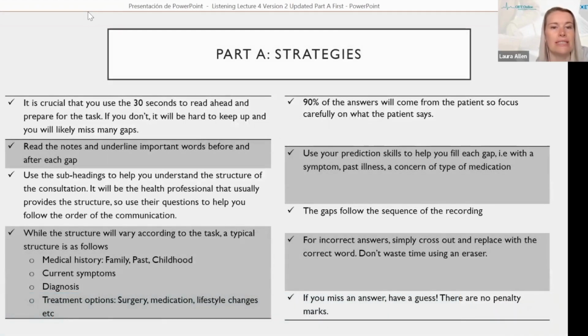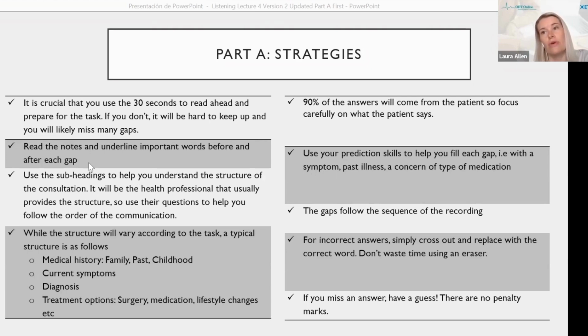So, strategies. As you know, I'm sure, you have 30 seconds to read ahead for each part A, because we have two part A's, don't we? And there's 12 questions for each part. So you've only got 30 seconds to read the questions in the gap. It's not a long time, but use that time wisely, right? You can very quickly read the questions and underline the keywords, especially before and after each gap.